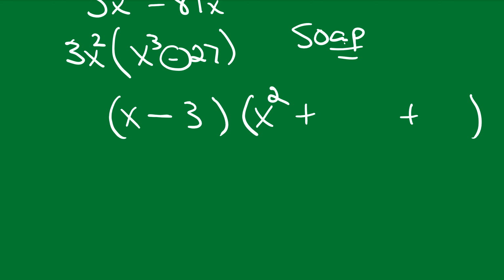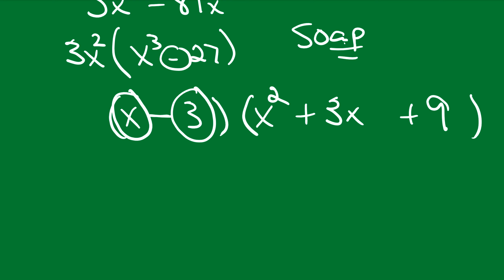The middle term is going to be these two guys multiplied together. Ignore the sign. Our sign has been established by the soap. So I've got an x and a 3, so when I multiply that together, I get 3x. And then my third term in the trinomial is going to be the second term of the binomial squared. So this is a 3, so squared is going to be 9. And then that's my final answer.